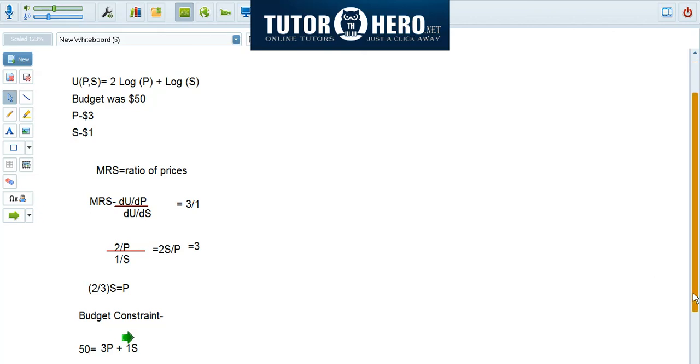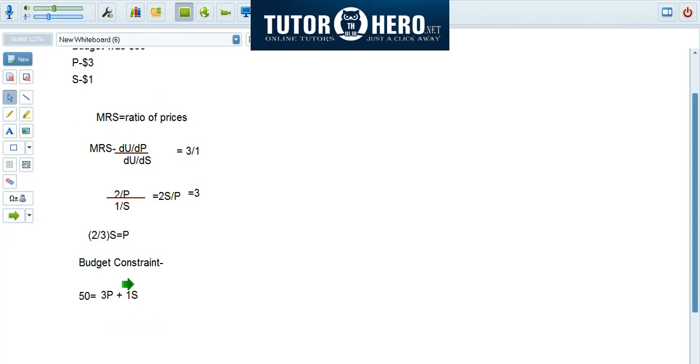So what do we do at this point? Well, we have one equation here, which expresses something that has to be true at the optimum. And we have one equation here, which expresses what are the feasible combinations that you can actually purchase. So how do you get your answer? Well, you combine them. And what do I mean by that? Well, I literally mean that you're going to plug in for p into the budget constraint.